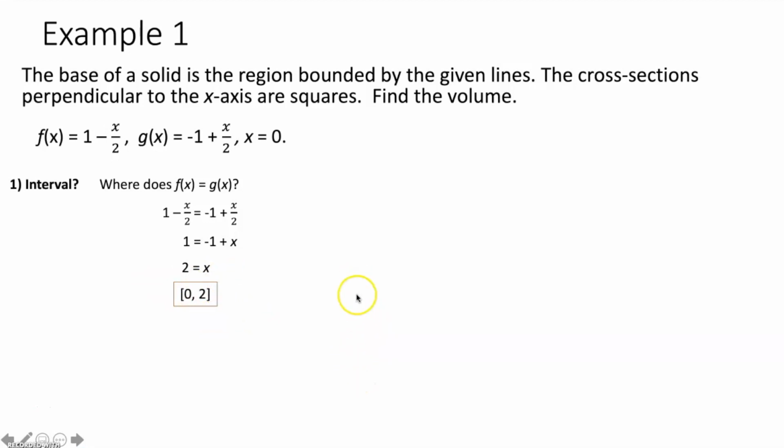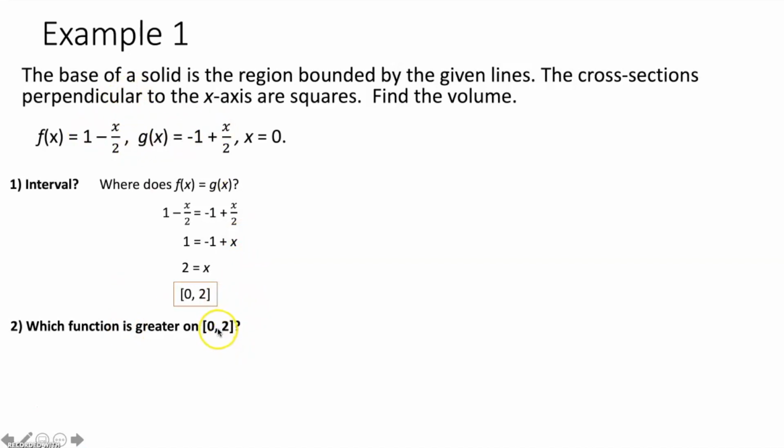Well, remember, the length of one of the sides of our square is going to be the distance between our two given functions here, because our squares are perpendicular to the x-axis, meaning that the length of the base of the square is going to go from one of the functions to the other function. So the question is, which function is the greater function on this given interval? Because if we know that, then we can take the upper function and subtract the lower function to get the distance between those two functions.